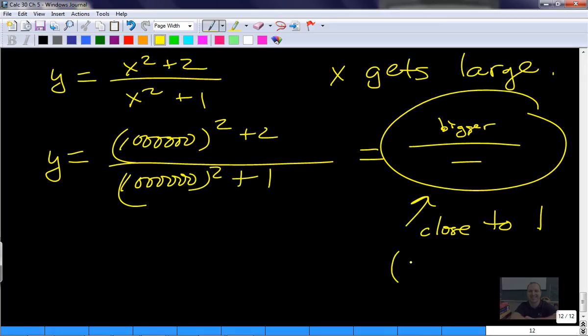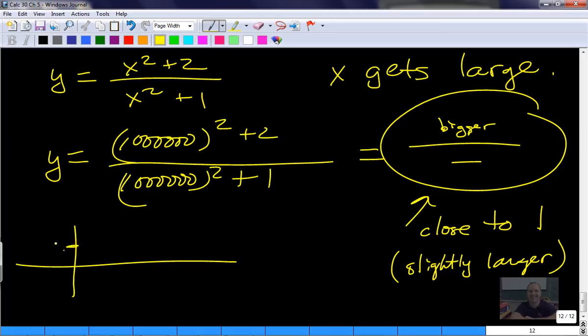Close to 1, but slightly larger. Okay? So you would be able to logically think here, well, this one, if I substitute a really large value in, they're going to be super close to one another because they're both squared. This one's always going to be 1 unit larger up here. So it's going to be very close to 1, but slightly larger than 1. So as x approaches infinity, it appears that we have a horizontal asymptote of 1.